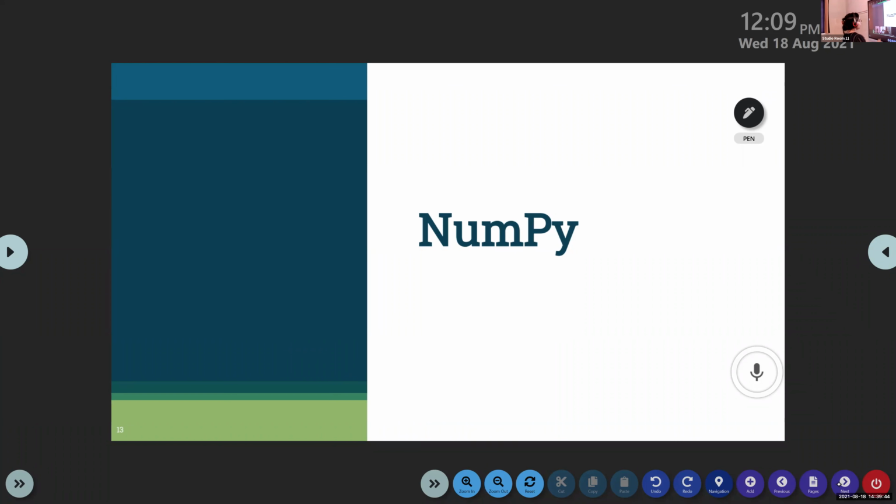So next concept is NumPy. Please do write. NumPy is a Python library used for working with arrays. What is array? I have told that it is a Python library which is used for working with arrays. What is array?